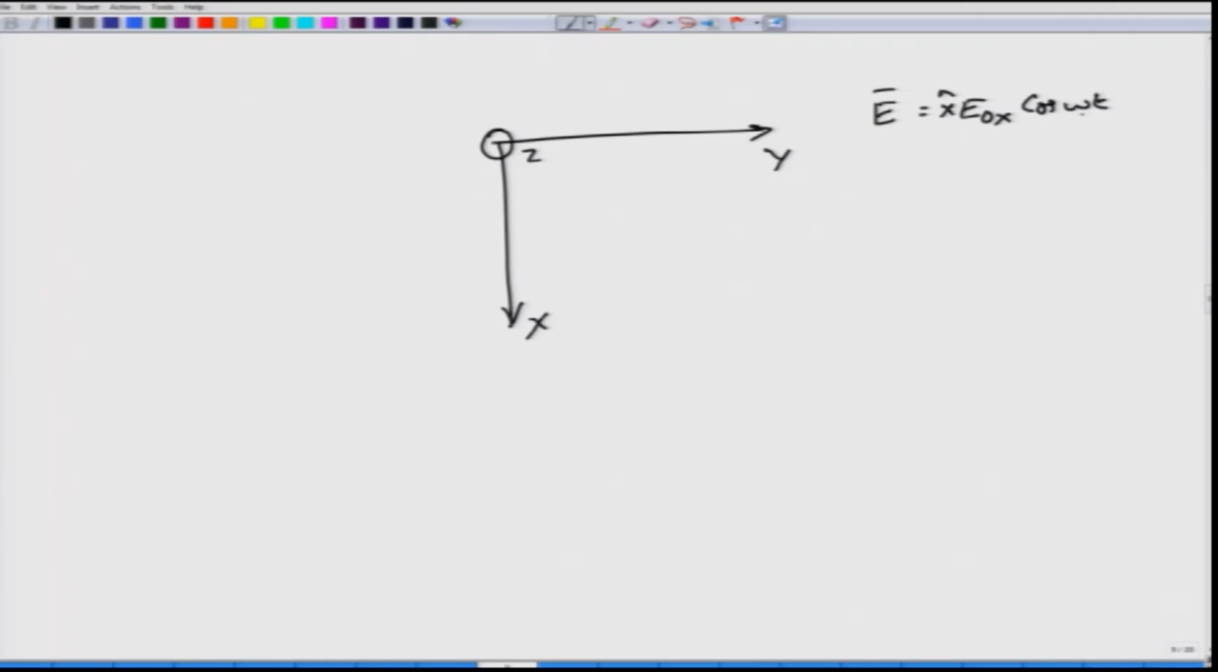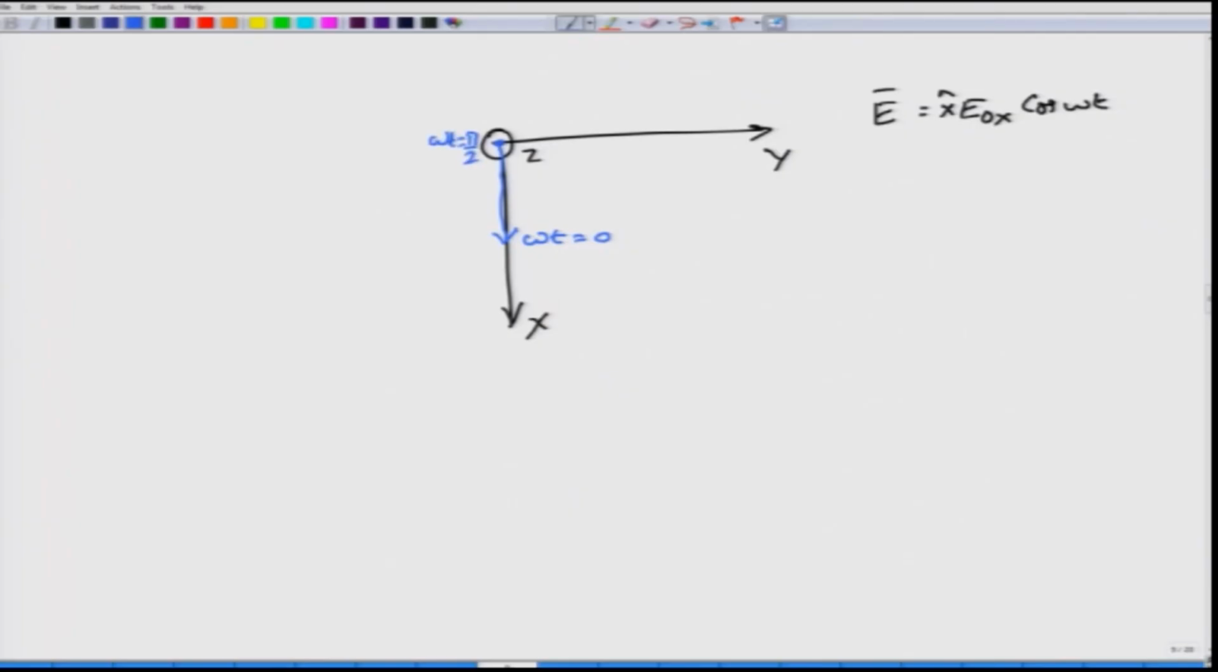First, omega t is equal to 0. So, when omega t is equal to 0, cosine of 0 is 1, and the electric field will be directed entirely along the x axis with an amplitude of E0 x. So, this is what you actually obtain at omega t equal to 0. What will happen at omega t equal to pi by 2? At omega t equal to pi by 2, cosine is going through 0. So, the electric field will actually be 0, right, that is at omega t equal to pi by 2.